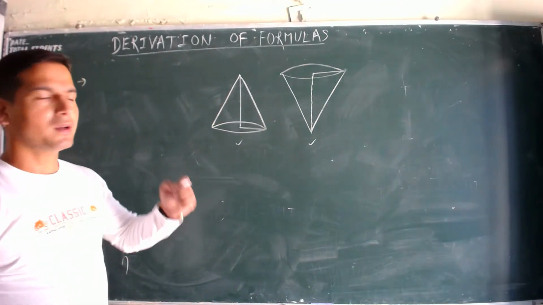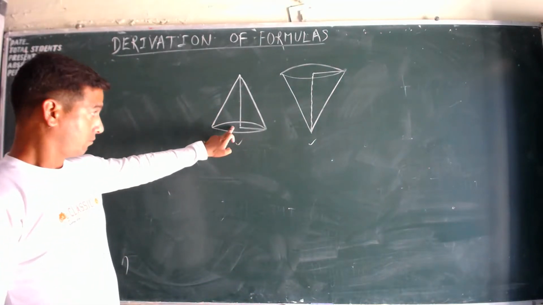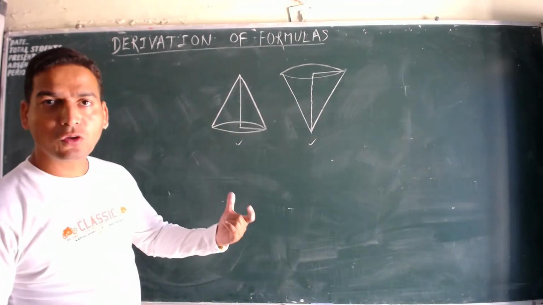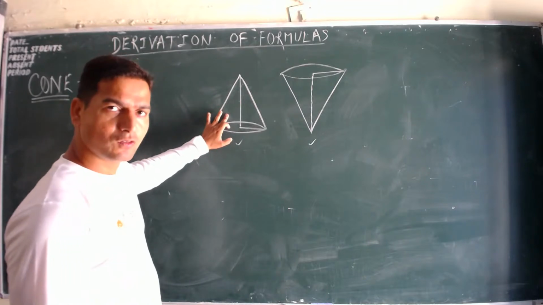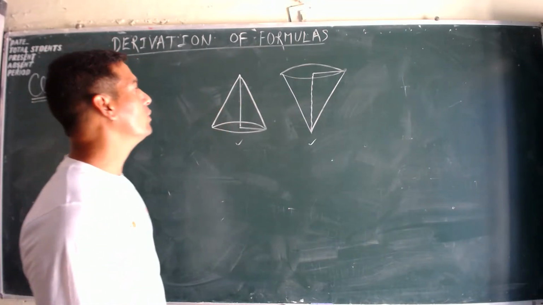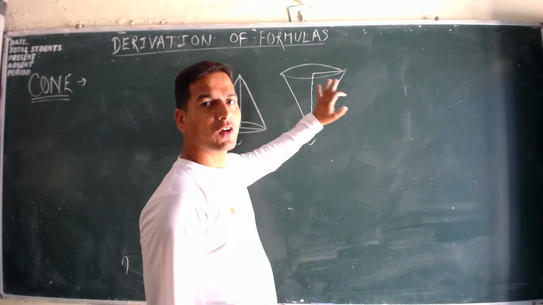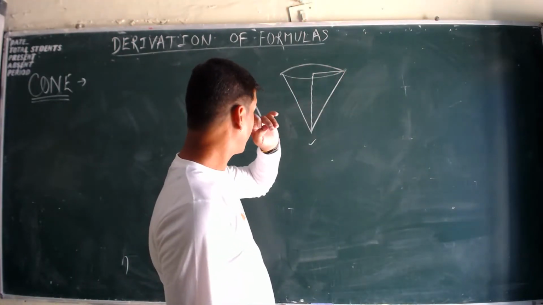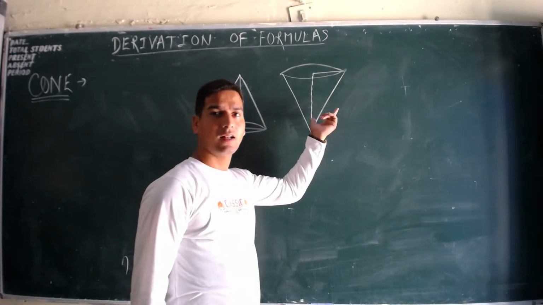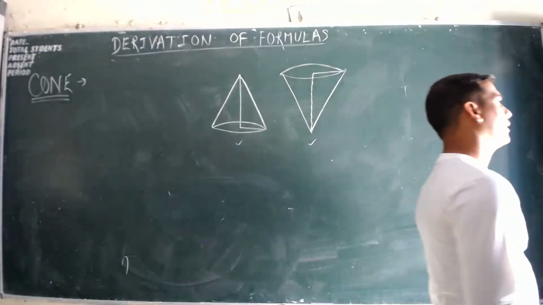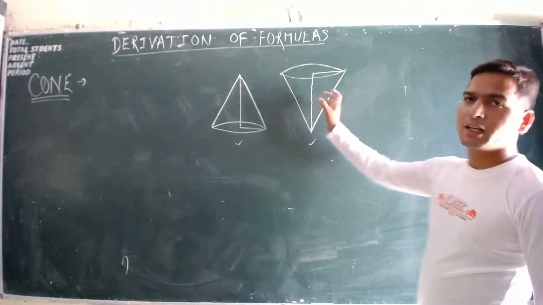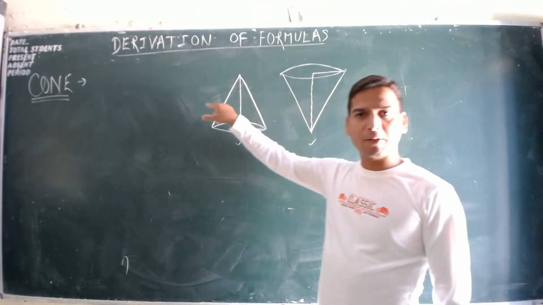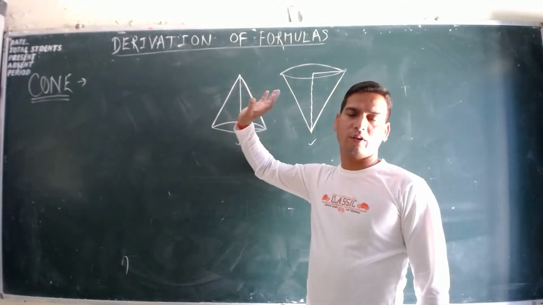Generally, if somebody tells you to draw the figure of a right circular cone, in that case you have to draw this figure. If someone tells you to draw the figure of an inverted cone, then you can draw this figure, just like a funnel. A funnel is an example of an inverted cone. Joker's cap is an example of a right circular hollow cone.